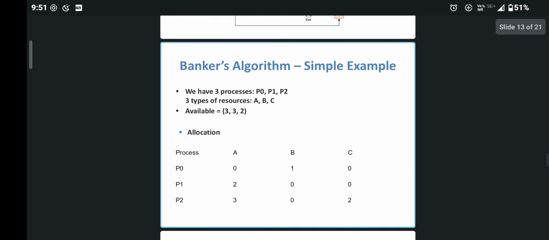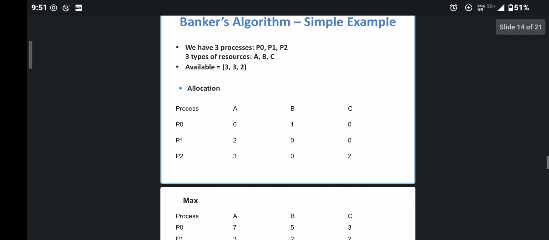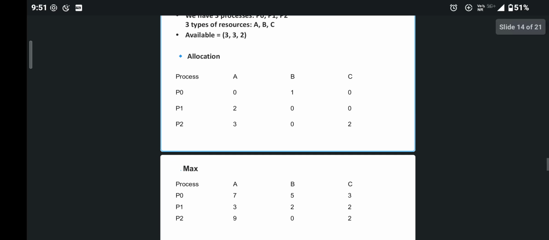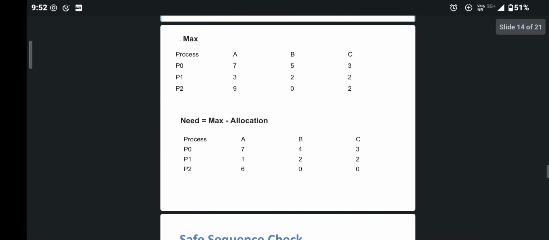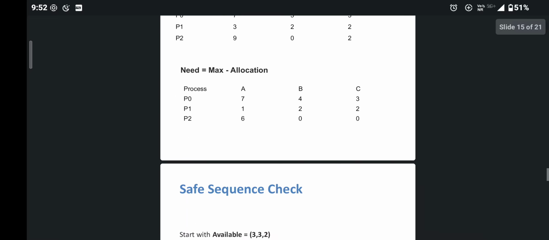This is the example in which three states, three resources and three processes are running, and here's the allocation graph in which P1 is B1, and P0 is B1, P1 is A2, and P2 is A3, and C2. We know that need equals max minus allocation.